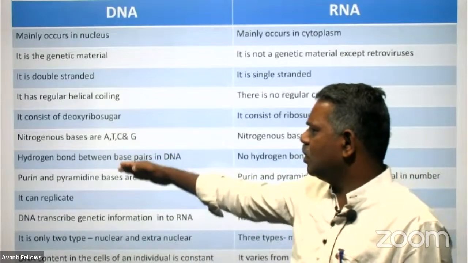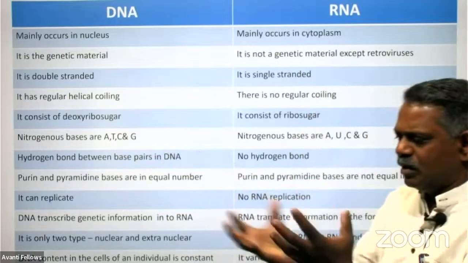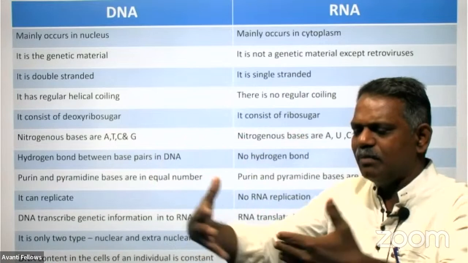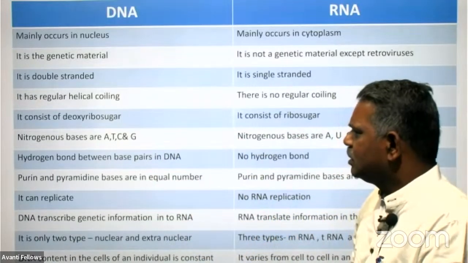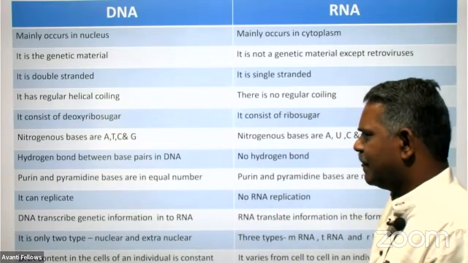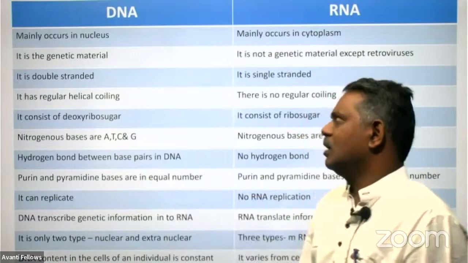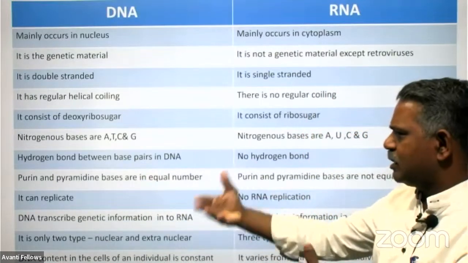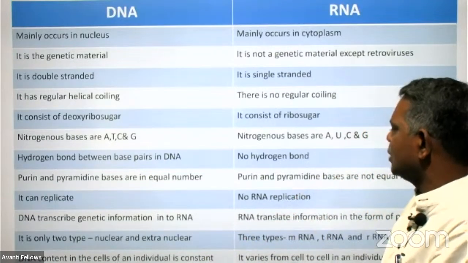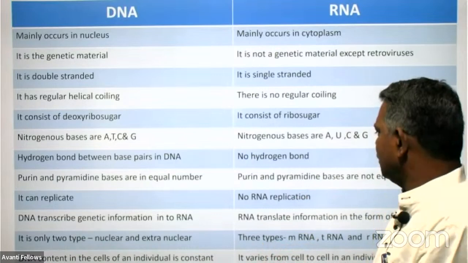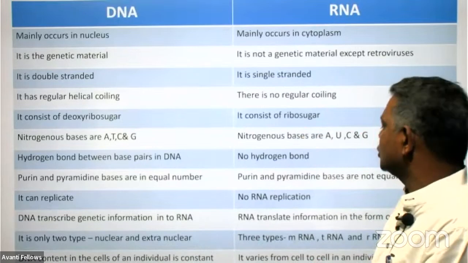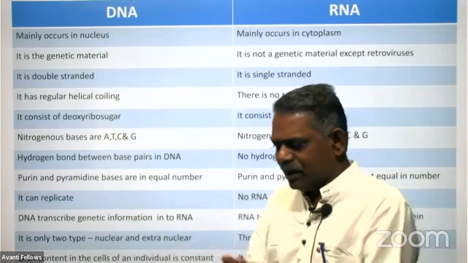Then, hydrogen bonds between base pairs in DNA: while discussing the structure, I told you the nitrogenous bases project towards the center and make hydrogen bonds. That is not there in the case of RNA, because it is single-stranded. The purine and pyrimidine bases are equal in DNA, because purine is always connected to pyrimidine, so naturally the numbers will be equal. Whereas in RNA, as a single-stranded molecule, the numbers are not the same. Sometimes purine will be more or pyrimidine will be more, depending on the chemical nature of the RNA.